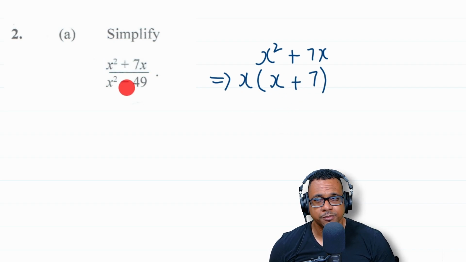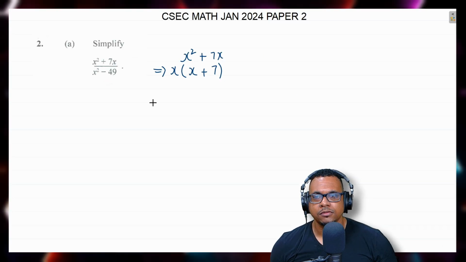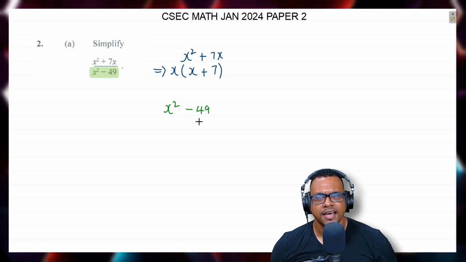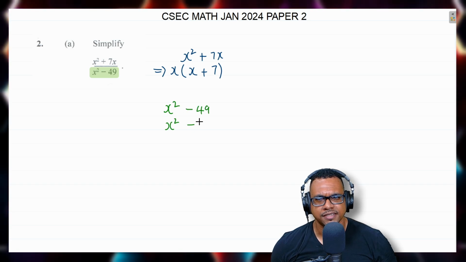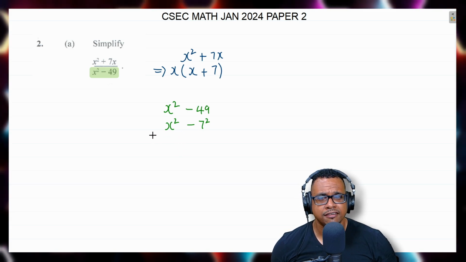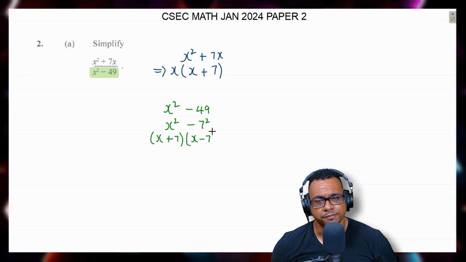Now I could do the same thing for the denominator. But I notice that there's nothing common between the two terms in the denominator, only 1. So then what do I do here? Well, I recognize that we have x squared here and this 49 is 7 squared. And this is a subtraction sign. So that'll be a difference of 2 squares. So looking at the denominator, we have x squared take away 49. And as I said, that'll be x squared take away 7 squared, because 7 squared is 49. And which is the difference of 2 squares? So we'll have x plus 7 in brackets multiplied by x take away 7.